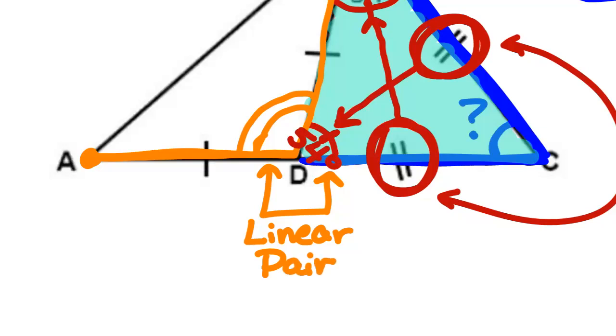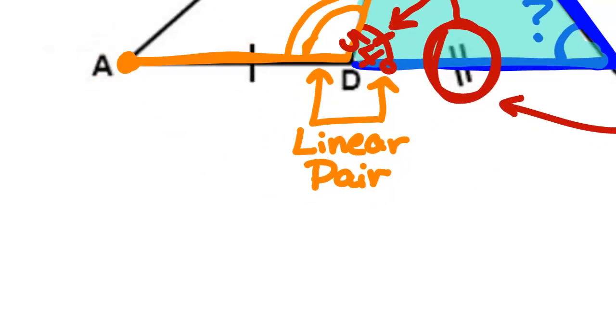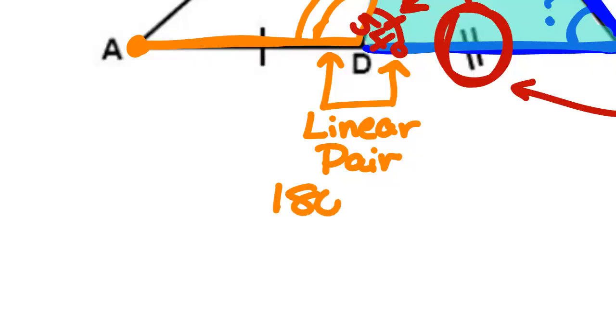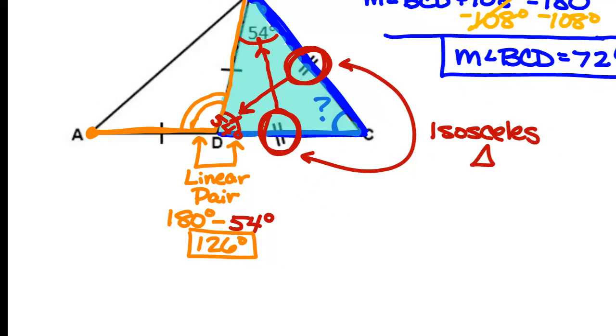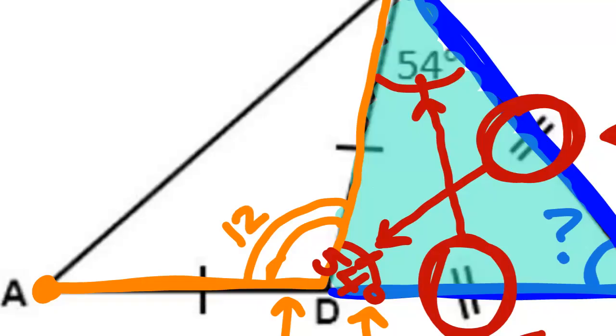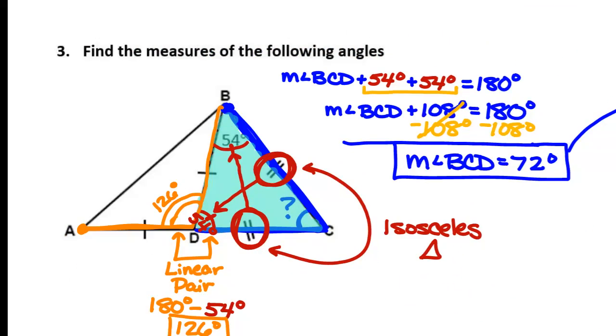Because what do we call this angle pair right here? A linear pair. And linear pair angles always add up to how much? 180. So I can do 180 degrees minus the 54-degree angle that it's right next to. And we get what? 126 degrees. So this is 126 degrees.